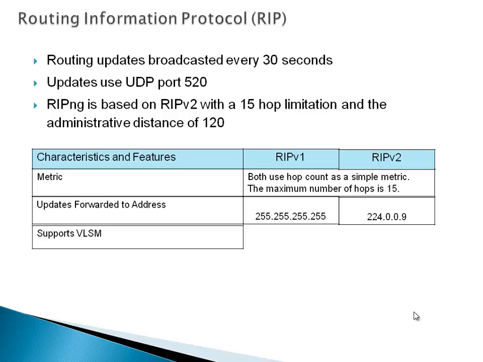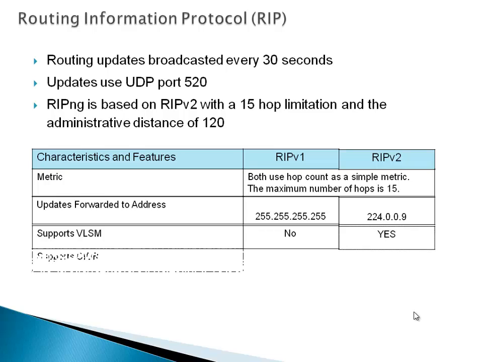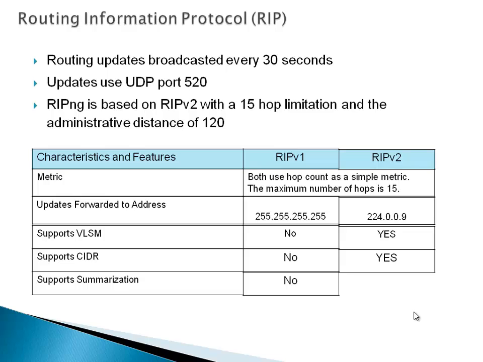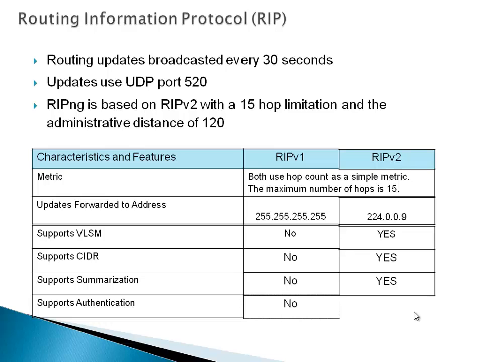Support for VLSM, variable length subnet mask: RIP version 1 doesn't support VLSM, version 2 does. Support of classless interdomain routing: version 1 no, version 2 does. Summarization: version 1 doesn't support it, version 2 does. Summarization in RIP version 1 will summarize to the classful networks. For example, if you have 10.1.1.0/24, it will summarize it to the classful address of 10.0.0.0/8. Supports authentication: RIP version 1 doesn't, version 2 does support authentication.